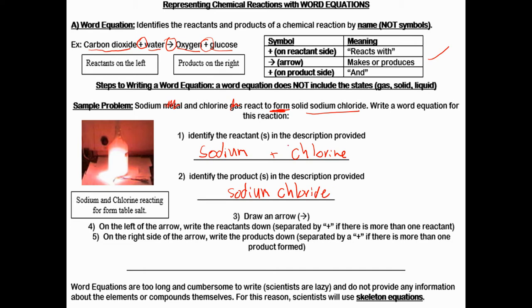Notice I didn't put the states in when it comes to word equations. All I do is put my reactants on the left side, so sodium and chlorine. Don't put and, put plus to represent and, because we want to simplify this as much as possible. We want to make this universal for everyone to understand. I mean, we're still in the English language here, so this is not as universal as it could be. There's a better way to do that, and we'll see soon. But they're reacting to produce sodium chloride.